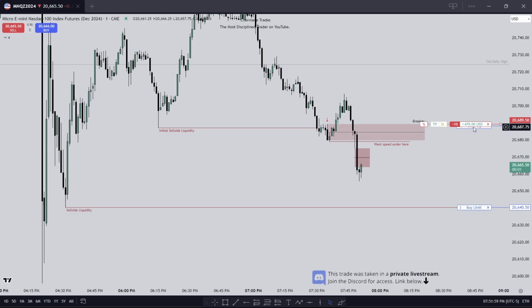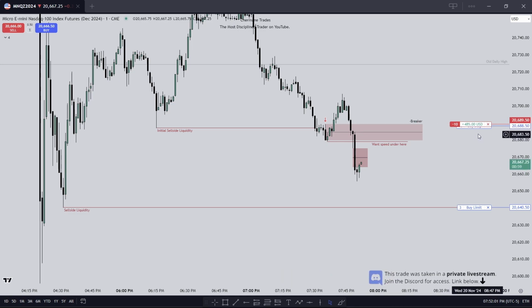Risk-free trade, covered about one handle just for the sake of commissions or a spread. And I'm not really interested in moving my stop until my partial gets hit. I'm not in a rush.